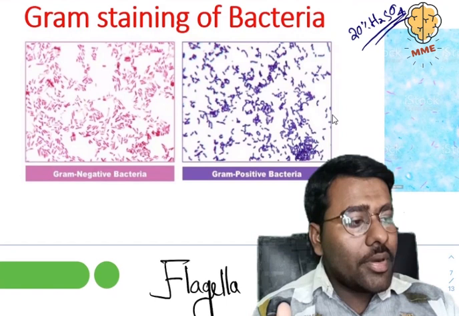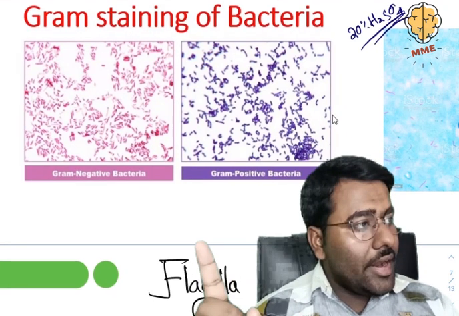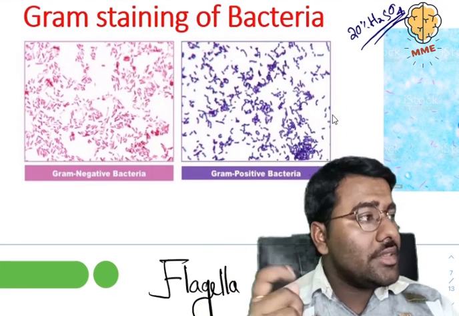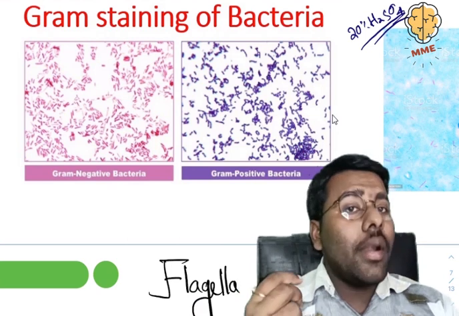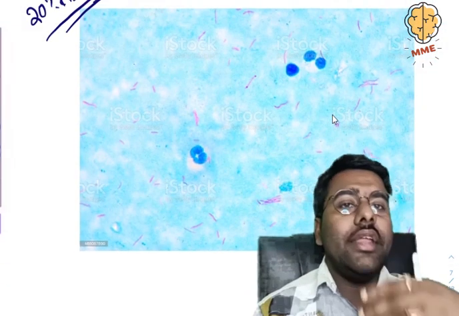Okay. Now coming to the gram staining. This is the gram negative bacteria; you can clearly note this pink color. The violet is the gram positive bacteria, and the red bacilli on the sky blue background are the acid fast.